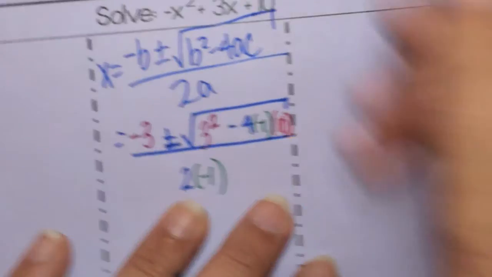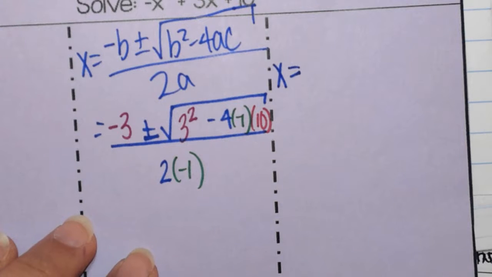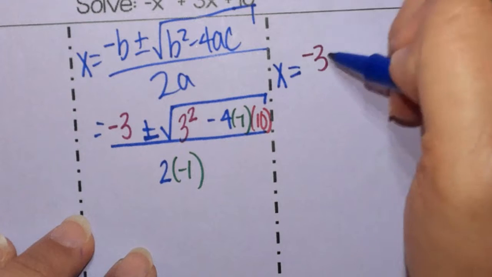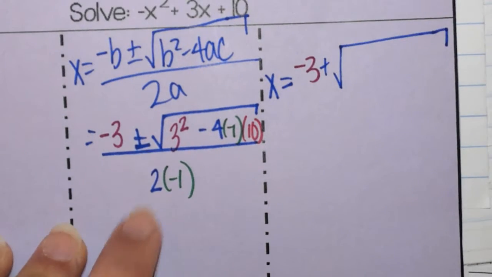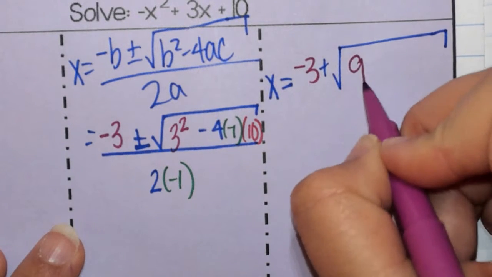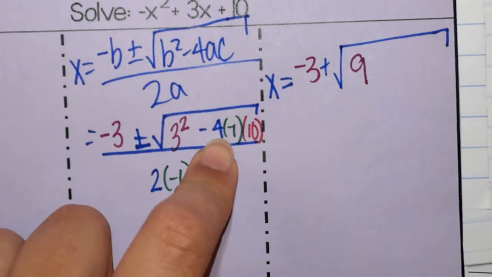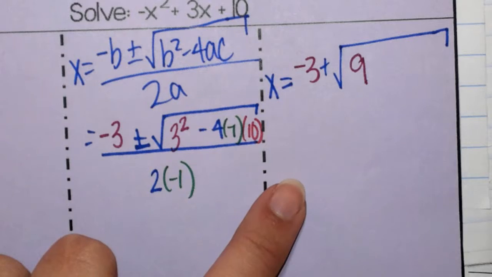Are we sure? So we write x equals, we start with negative 3 plus the square root of. Now we're going to simplify this. What's 3 squared? 9. What's 4 times, what is negative 4 times negative 1? And what's 4 times 40? I'm sorry, 4 times 10. I got excited.